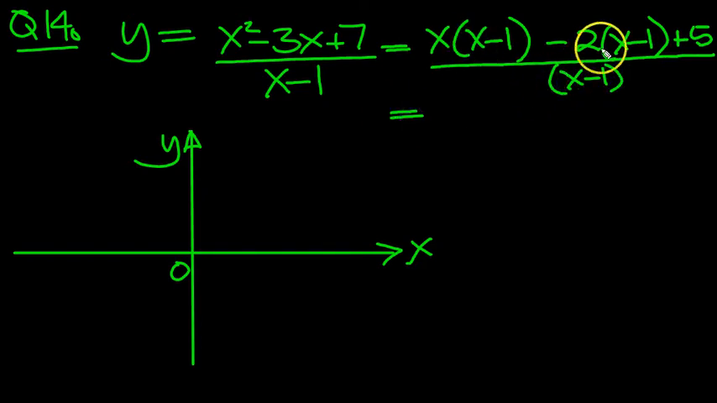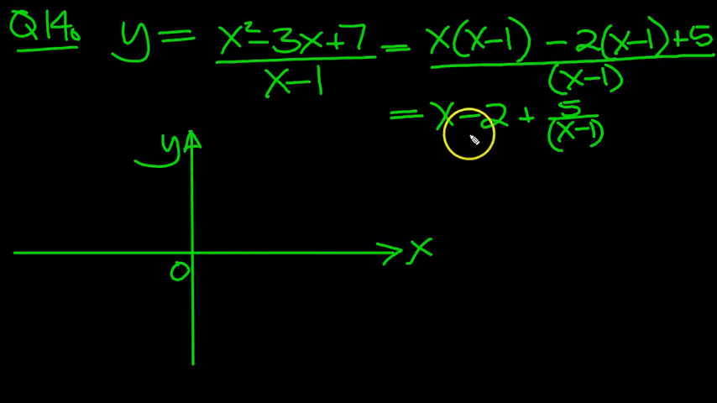So this, just splitting up these three parts of the fraction on top then, the first part we'll just get an x left, won't we? The second part will have a minus 2, and then the third part will have a plus 5 over x minus 1. So this is what we want to sketch then. This is the same as this, so let's have a look at this curve then.